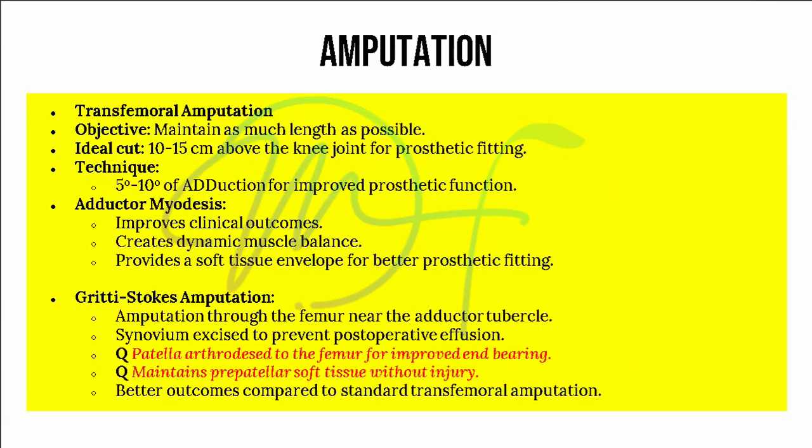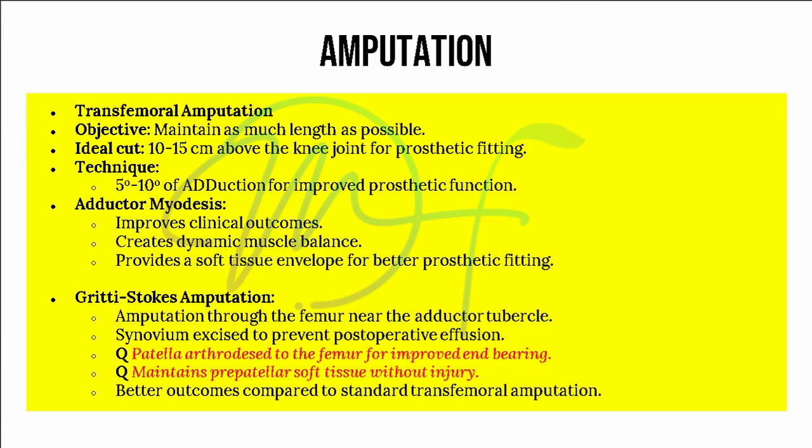Transfemoral amputations aim to maintain as much limb length as possible for effective prosthetic fitting. The ideal cut is made 10 to 15 centimeters above the knee joint. A technique involving 5 to 10 degrees of adduction improves prosthetic function. Adductor myodesis is critical in these cases as it enhances clinical outcomes by creating dynamic muscle balance and providing a soft tissue envelope for better prosthetic fitting.